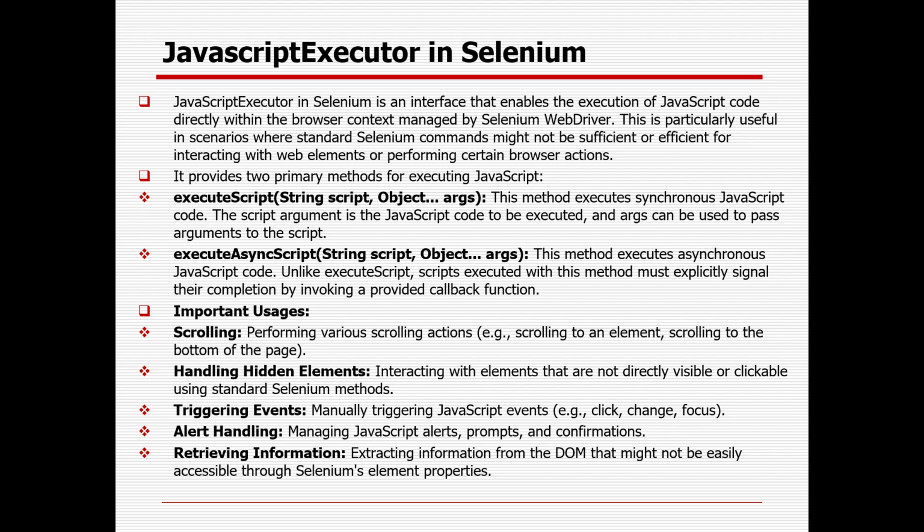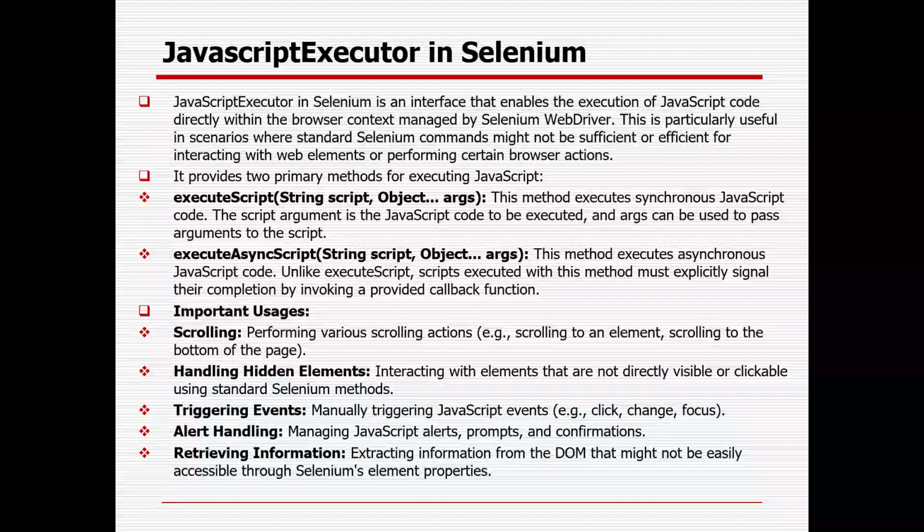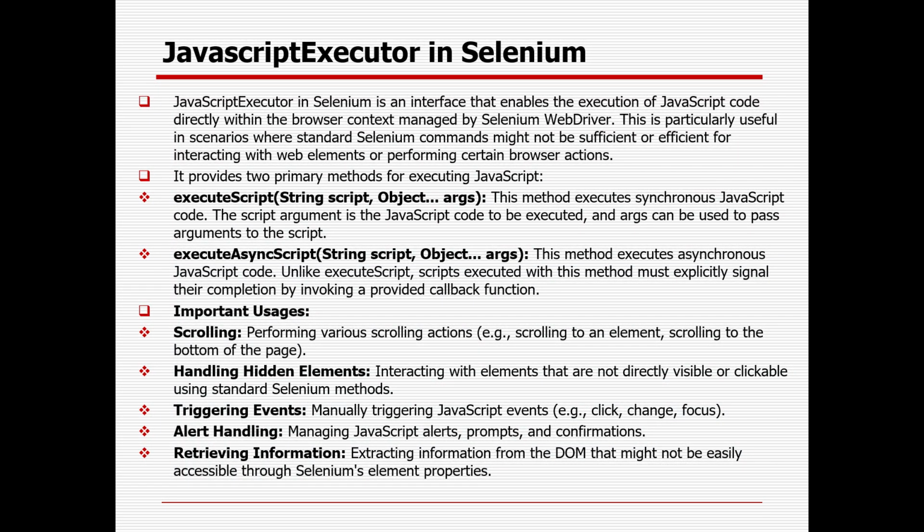The JavaScript Executor interface primarily provides two important methods for executing JavaScript. One is executeScript, and one is executeAsyncScript. The executeScript method executes synchronous JavaScript code. The script argument is the JavaScript code to be executed, and the arguments can be used to pass arguments to the script. Whereas the executeAsyncScript method executes asynchronous JavaScript code. Unlike executeScript, scripts executed with this method must explicitly signal their completion by invoking a provided callback function.